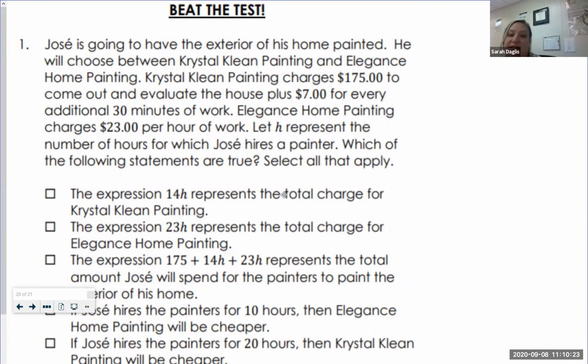Crystal Clean Painting charges $175 to come out and evaluate the house, plus $7 for every additional 30 minutes of work. Elegance Home Painting charges $23 per hour of work. Let H represent the number of hours for which Jose hires a painter. Which of the following statements are true? Check all that apply. Okay, so we're going to check each and every statement.